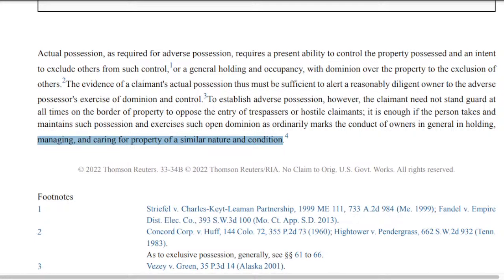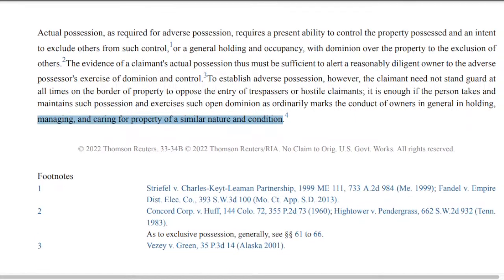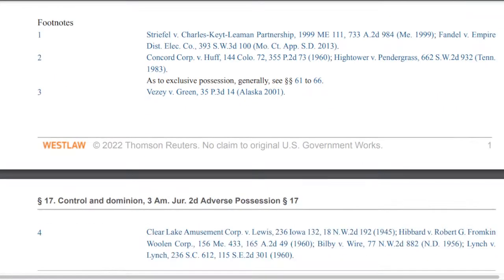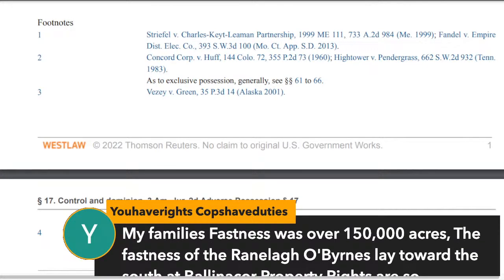So, pretty nice stuff here. I think that's pretty cool. Yeah, we have something. Your family's facet was over 150,000 acres. They toward the core property rights. So yeah, nice.